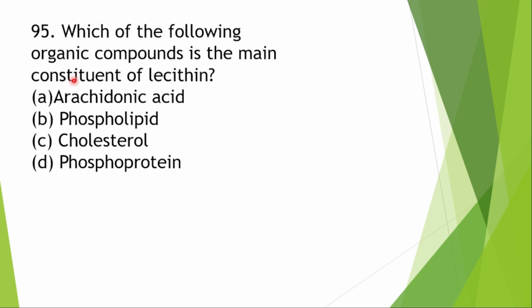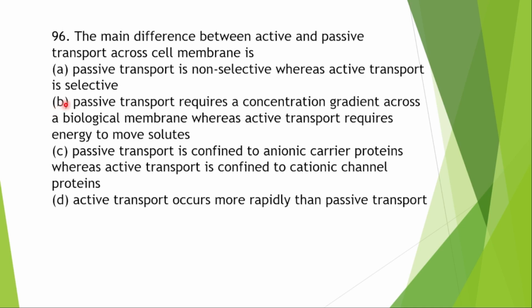Next, 95. Which of the following organic compounds is the main constituent of lecithin? Arachidonic acid, phospholipid, cholesterol, and phosphoprotein. The right option is option B, phospholipid. Lecithin is actually a general term used to describe a group of fatty substances, specifically phospholipids.